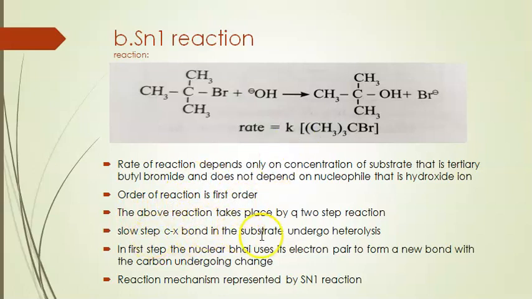The above reaction takes place by a two-step mechanism. In the slow step, the C-X bond in the substrate undergoes hydrolysis. In the first step, the bond uses its electron pair to form a new bond with the carbon undergoing the change. The reaction mechanism is represented as the SN1 reaction.